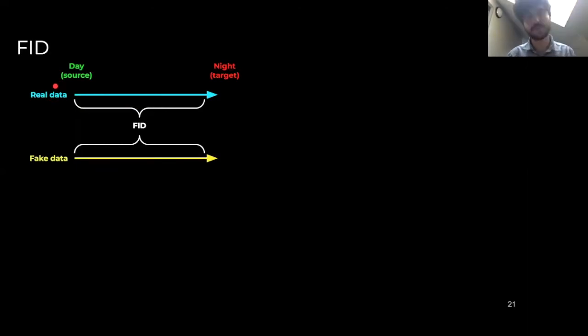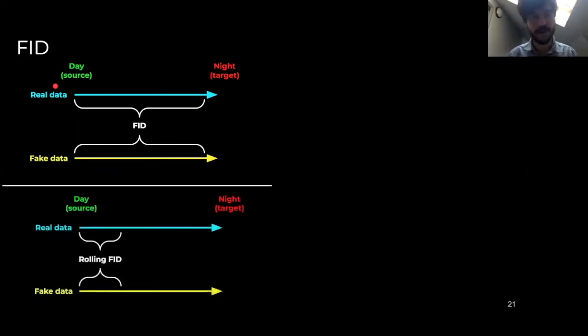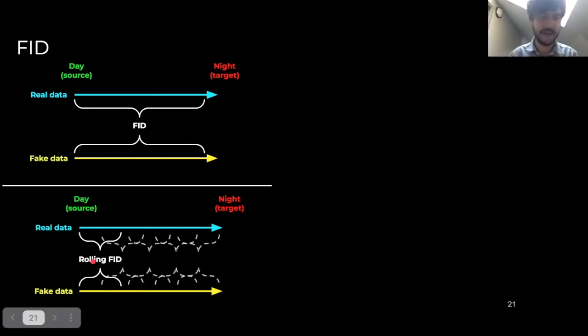What we did is also compare the translation quality in terms of continuity. So we had some additional insight about the evaluation. Instead of sampling images in all the target manifolds, so from day to night, we divided that into bins, and we evaluated the FID, so the activation distance, for every bin in a rolling setting.